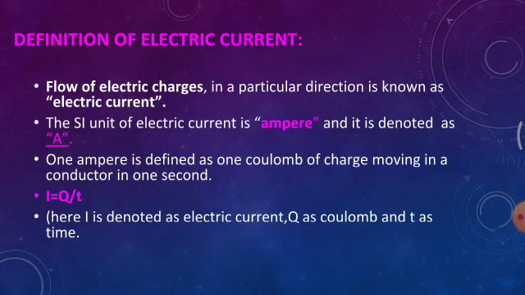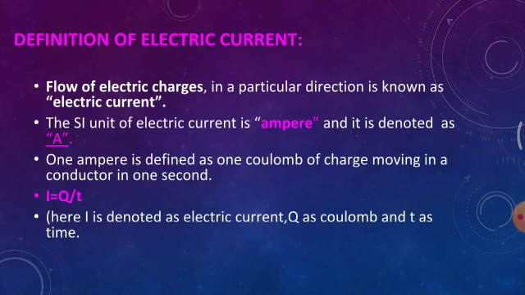Now we are going to discuss the definition of electric current. As we already discussed, electricity is nothing but the flow of electric charges. This electric charge is nothing but negatively charged electrons. Flow of electric charges in a particular direction is known as electric current. The SI unit of electric current is ampere, and it is denoted as capital A.